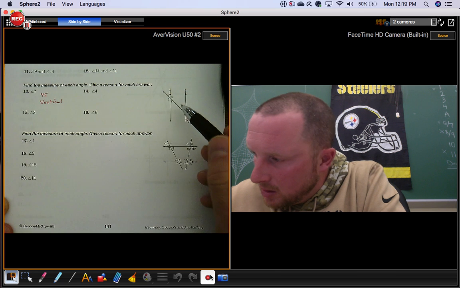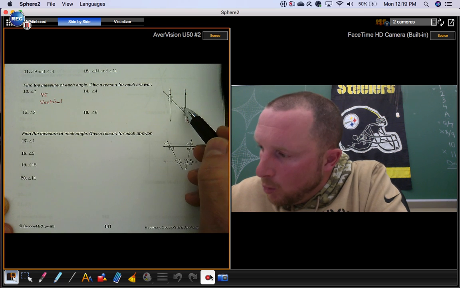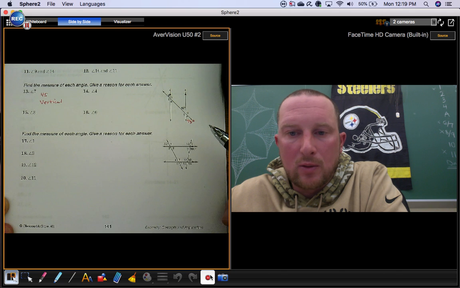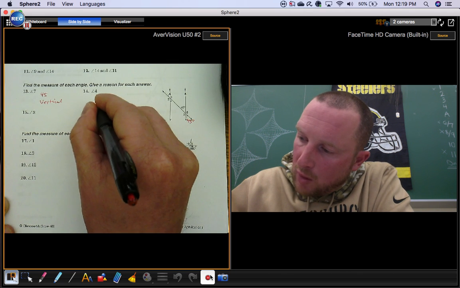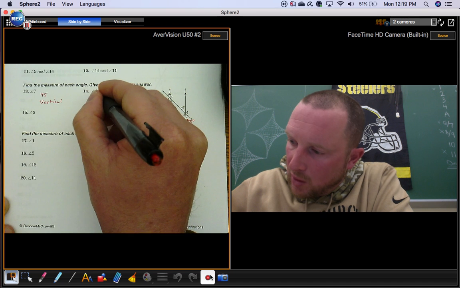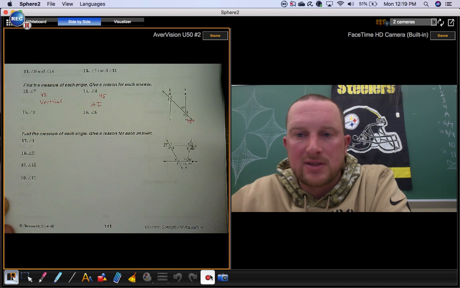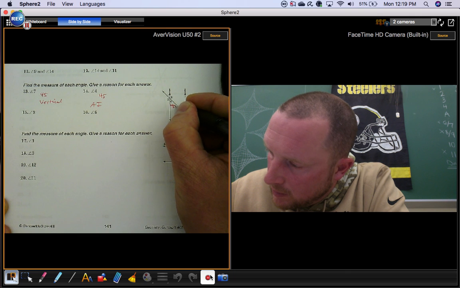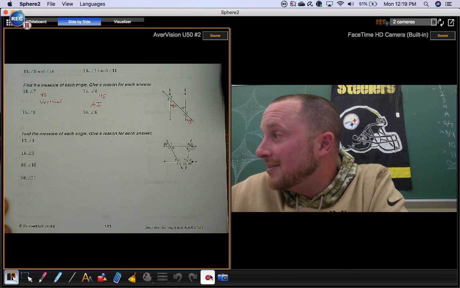Number 14, angle 4. What relationship does angle 4 have with the 45-degree angle? These are alternate interior angles. Since the lines are parallel, those alternate interior angles are the same. So if this one's 45, so is that one.